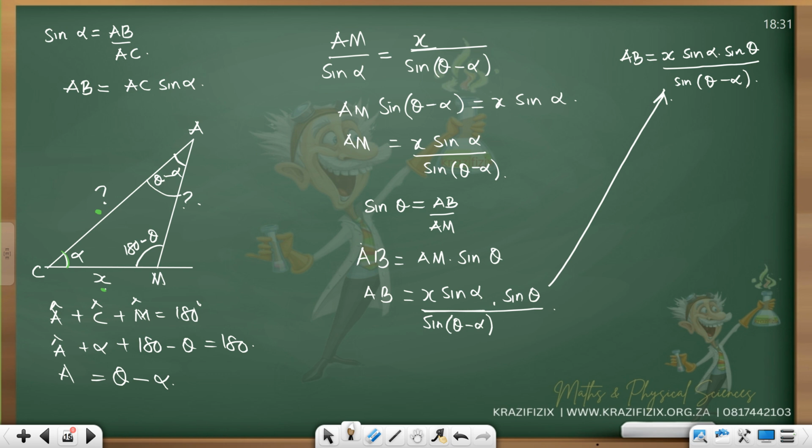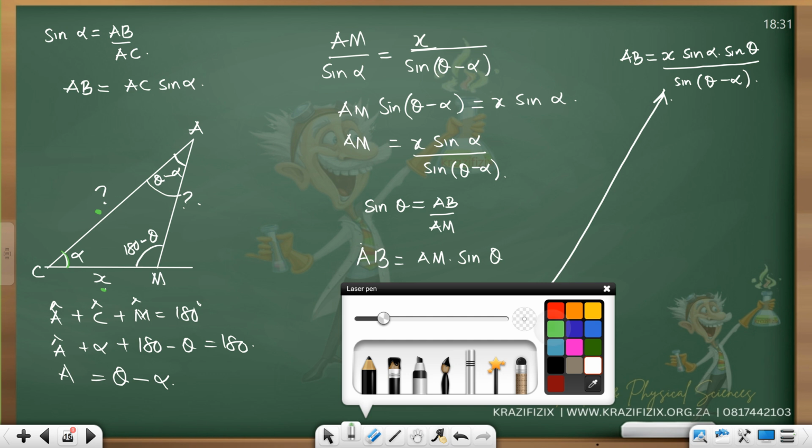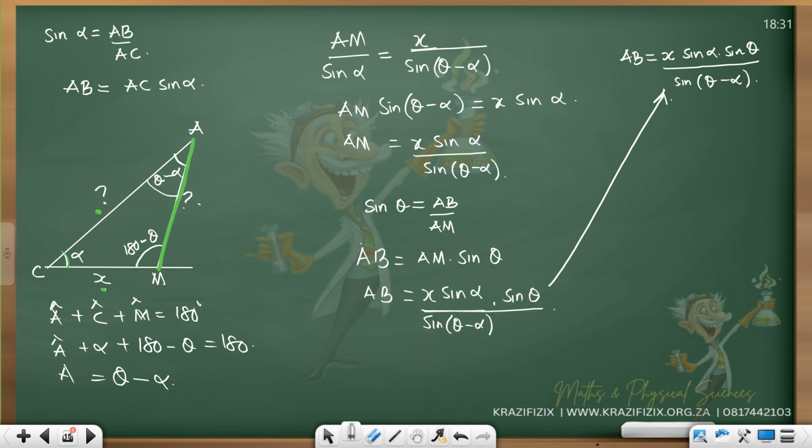How did we get the momentum again? How did we get A divided by sine alpha equals X over sine of (theta minus alpha)? We applied the sine rule. AM, the side, and that's the opposite angle, sine alpha. The side, and that's the opposite angle.